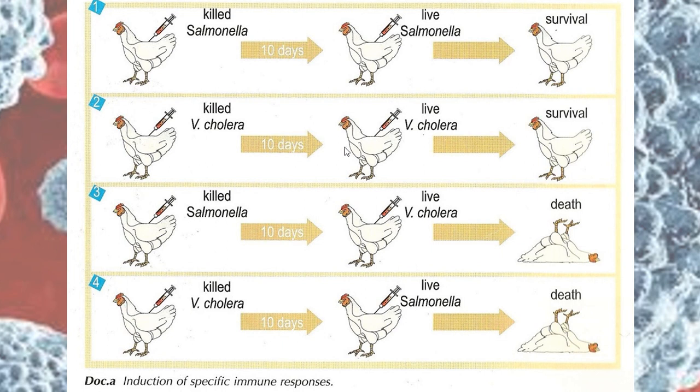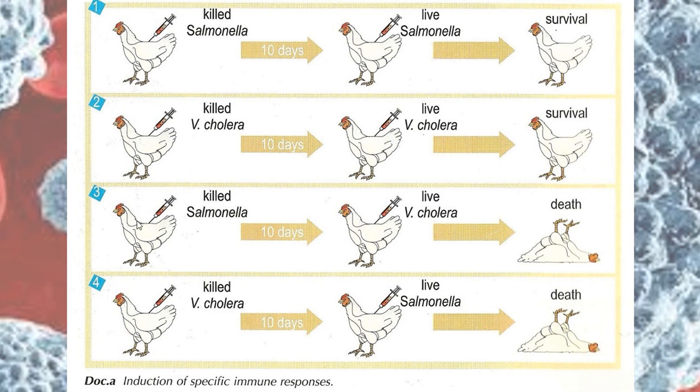Before we injected with the living Vibrio cholera, we have introduced it to the toxoid. It has formed the immunological memory, which helped this hen to resist the living Vibrio cholera and remain alive. In the third experiment, we also injected the hen with the killed salmonella, but 10 days later, we injected this hen with the living Vibrio cholera. In this case, the hen, as you can see, was dead.